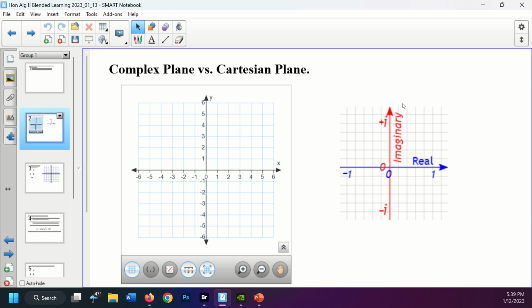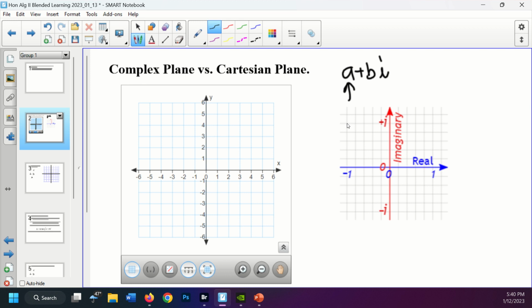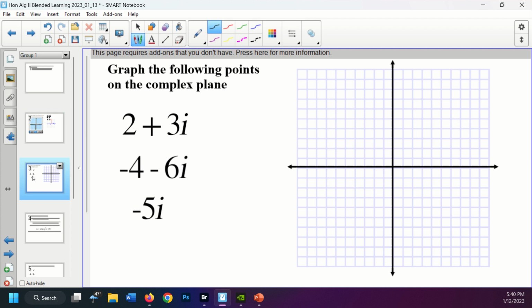And so it's very simple. Most of the time, you write your complex numbers as a plus bi. We're going to convert the a value to our x coordinate, and the b value to our y coordinate, and we're going to plot the points as you're normally used to. So let's do a couple quick examples.